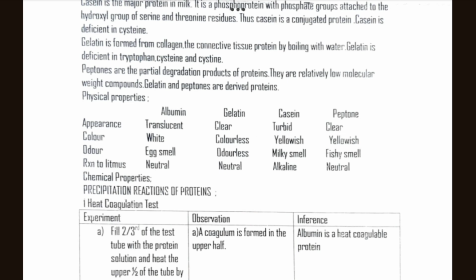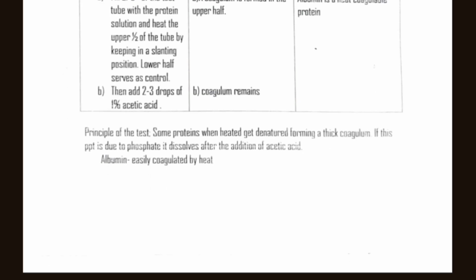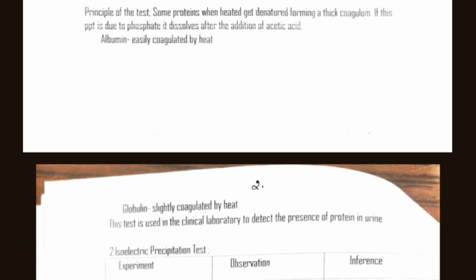Now let's see the chemical properties. First test you'll do is heat coagulation test. You'll take 2/3 of the test tube with protein solution, heat the upper half of the tube, and the lower half is the control. If a coagulum is formed in the upper half, you will say that the protein is heat coagulable. That will be albumin mostly. Then you'll add 2 to 3 drops of 1% acetic acid. Coagulum remains. Principle of this test: some proteins when heated get denatured, forming a thick coagulum.